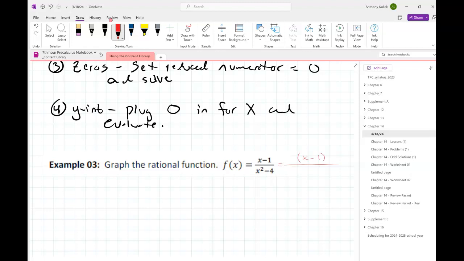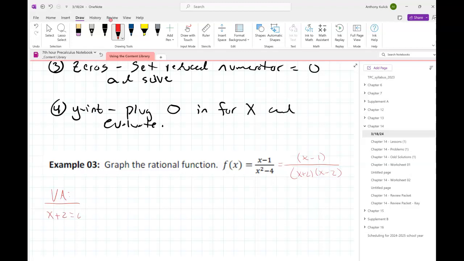So obviously x minus 1, no reducing to do there. X squared minus 4, though, how does that factor? We did it already, guys. It's x plus 2 times x minus 2. You've got to be good at factoring these things. These quadratics are going to happen all the time this chapter. Anything to reduce? Nope.